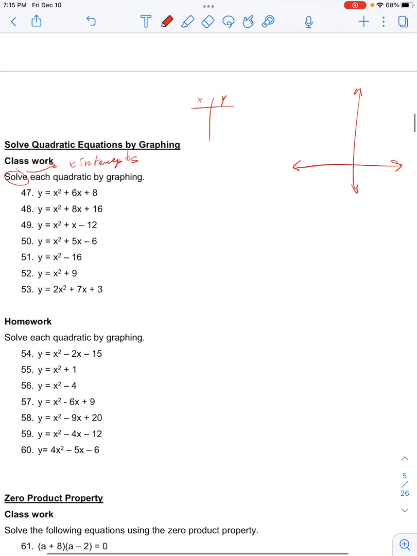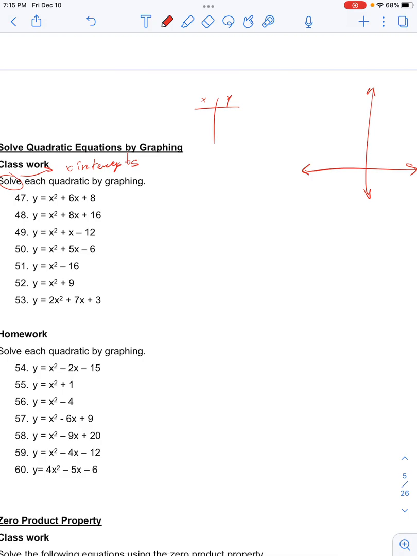So we can start off with something like X equals -2, then -1, then 0. So let's plug it in. So we'll have Y equals -2 squared plus 6 times -2 plus 8. So we'll have 4, then minus 12 plus 8 equals 0.